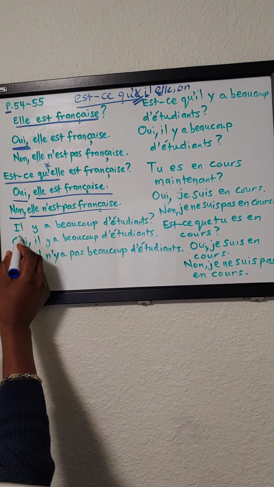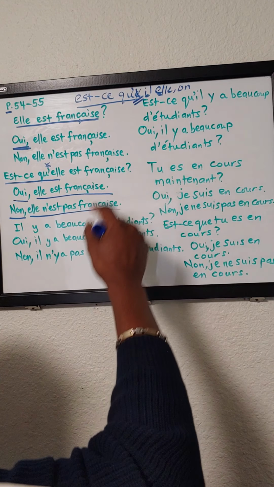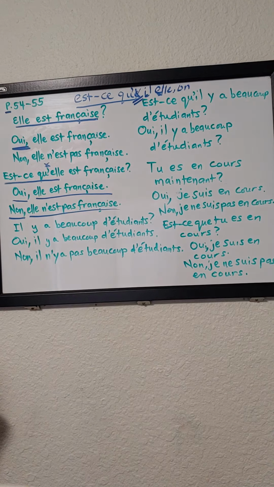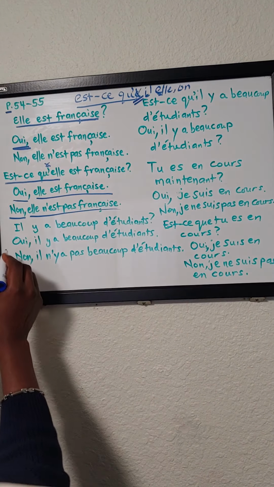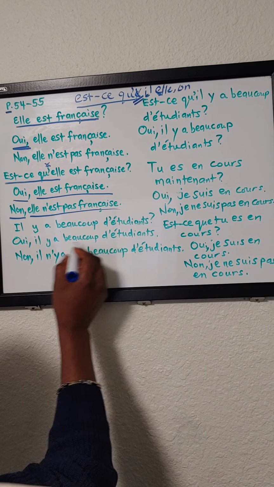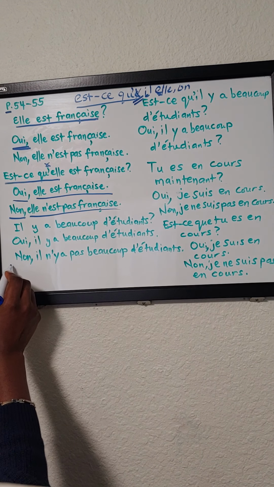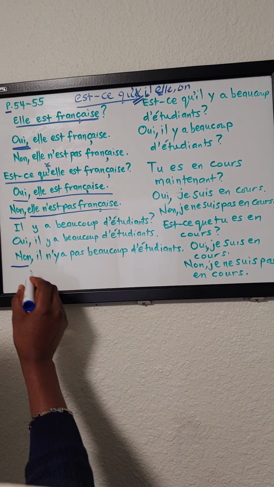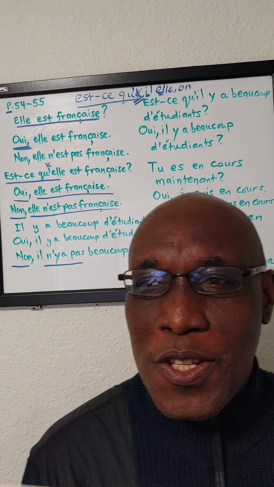Here too. Il y a beaucoup d'étudiants. Raise your voice a little bit towards the end. The intonation. Il y a beaucoup d'étudiants? Are there many students? Oui, il y a beaucoup d'étudiants. Yes, there are many students. Non, il n'y a pas beaucoup d'étudiants. No, there are not many students.